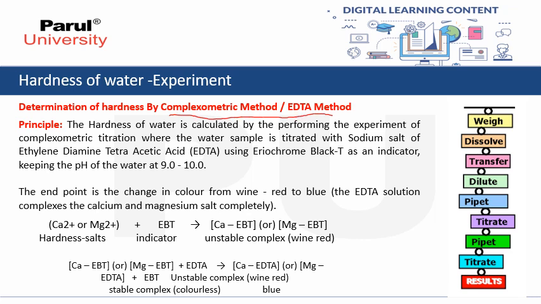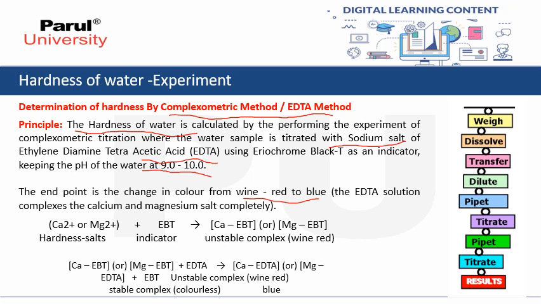The principle behind this experiment is that the hardness of water is calculated by performing a complexometric titration, where the water sample is titrated with the sodium salt of ethylene diamine tetraacetic acid, that is EDTA, using the indicator Eriochrome Black T, keeping the pH of water at 9 to 10. The end point is a change in color from wine red to blue. The EDTA solution complexes the calcium and magnesium salts completely and the color changes from wine red to blue.